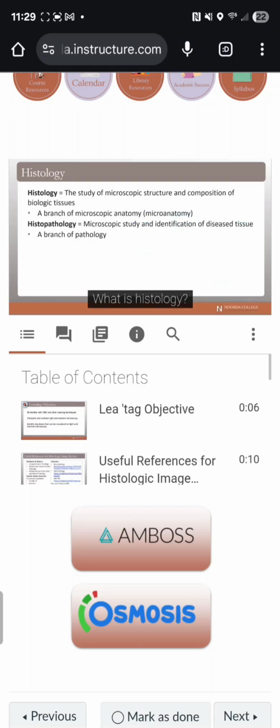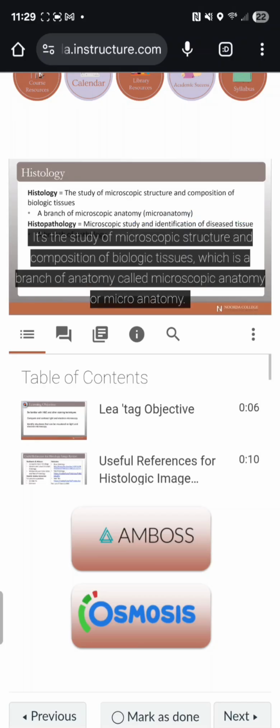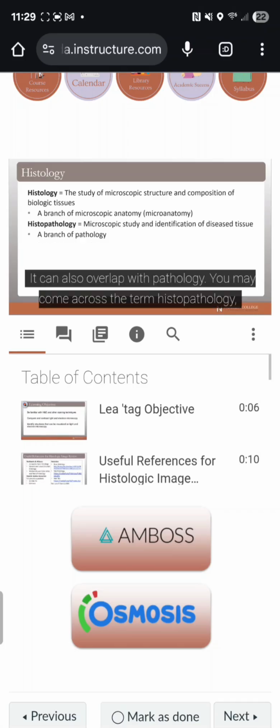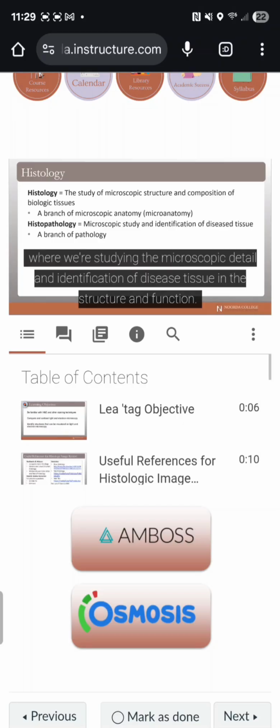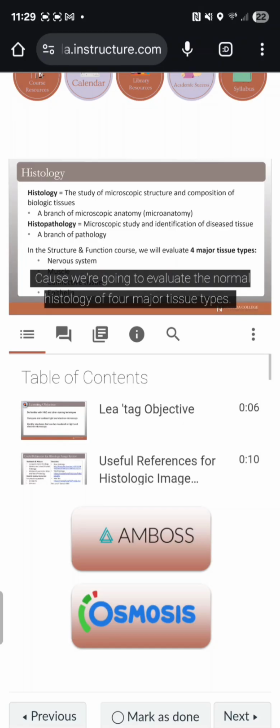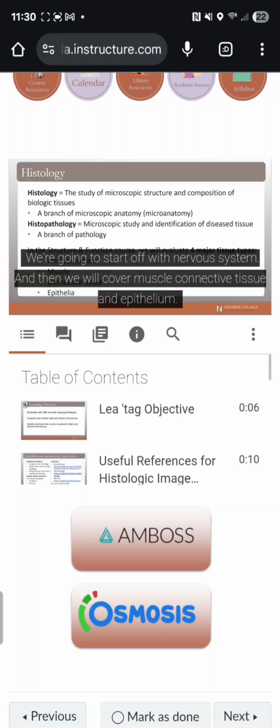What is histology? It's the study of the microscopic structure and composition of biologic tissues, which is a branch of anatomy called microscopic anatomy or microanatomy. It can also overlap with pathology. You may come across the term histopathology, where we're studying the microscopic detail and identification of diseased tissue. In the structure and function course, we're going to evaluate the normal histology of four major tissue types. We're going to start off with nervous system, and then we will cover muscle, connective tissue, and epithelium.